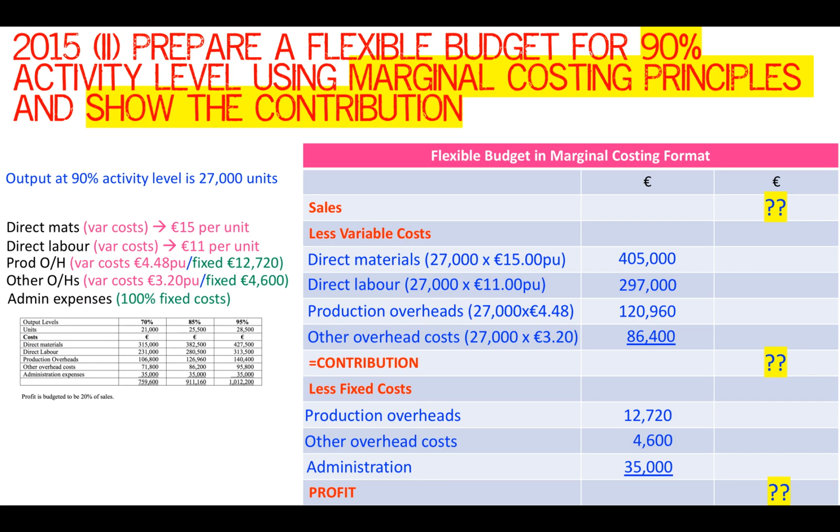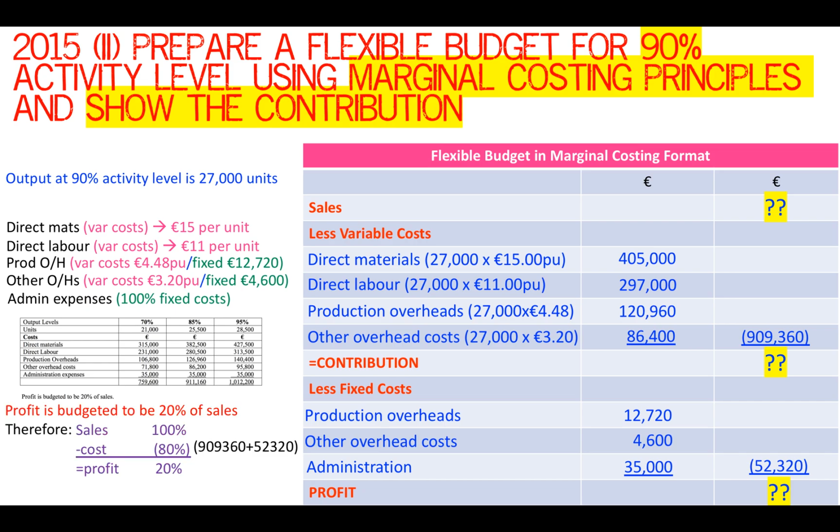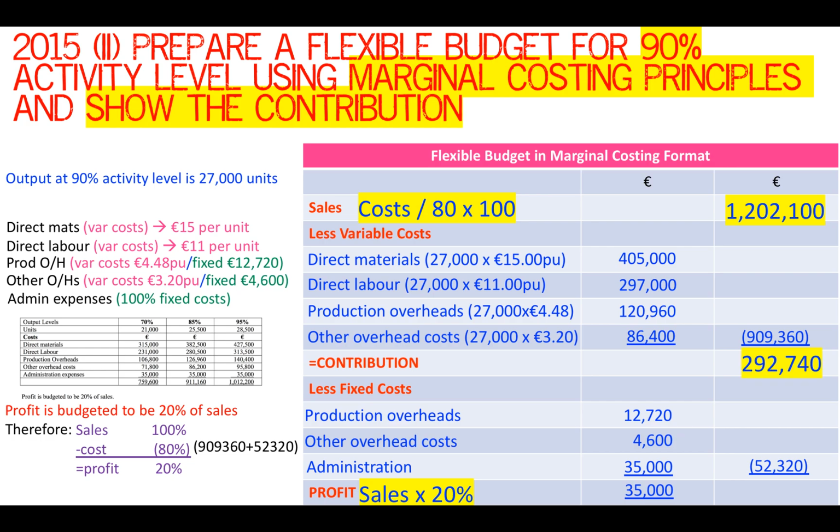Profit is budgeted to be 20% of sales. Therefore sales is 100%, minus our costs 80%, equals profit 20%. If we tot up all of our costs, 909,360 plus 52,320 is equal to 80%. Divide that final figure by 80, multiply it by 100, and we'll get our sales of €1,202,100, minus our 909,360. That is equal to our contribution.